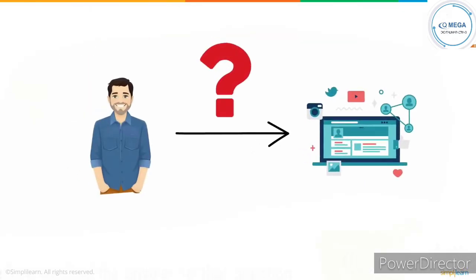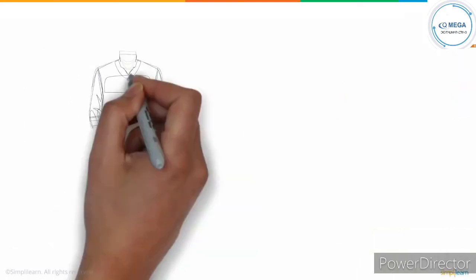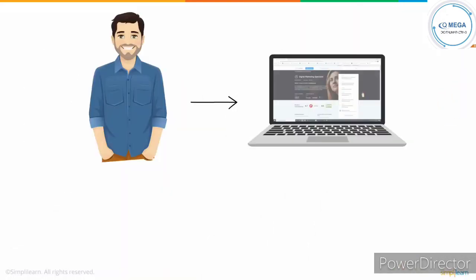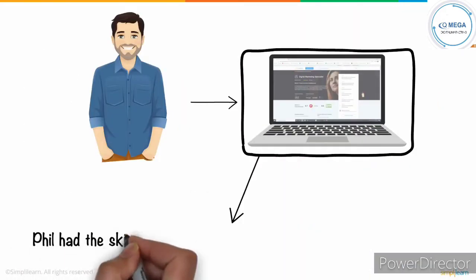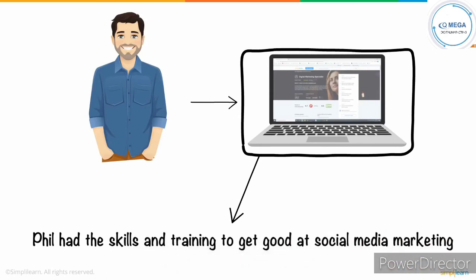Now, back to our question. How did Phil get so good at social media marketing? Phil had taken up Simplilearn's digital marketing course. It was thanks to this course that Phil had the skills and training to get good at social media marketing. And now, you can too, by clicking on the top right corner.